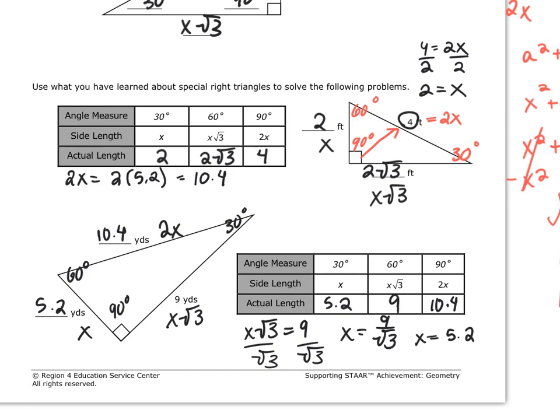So once again, we can use the Pythagorean theorem to check this. Let's try it out. Is 5.2 squared plus 9 squared equal to 10.4 squared? Try it out in your calculator. See if it's true. And yes, it is, which means that we did this one right also.